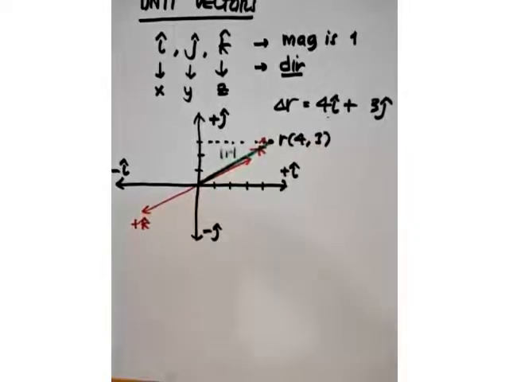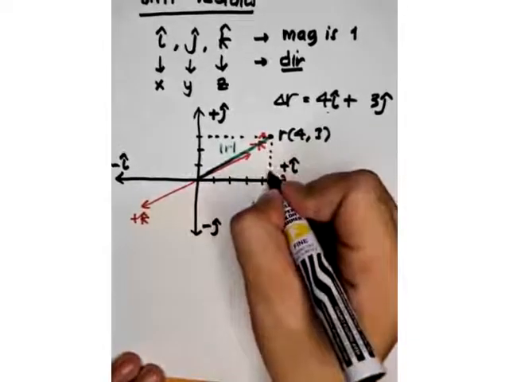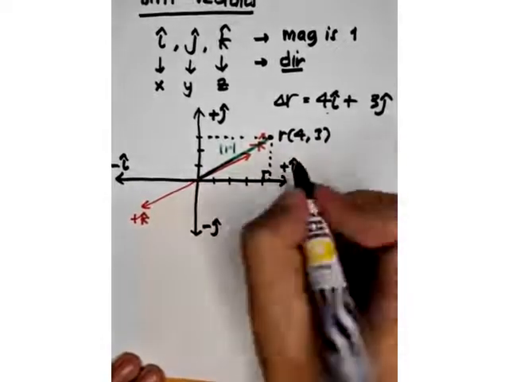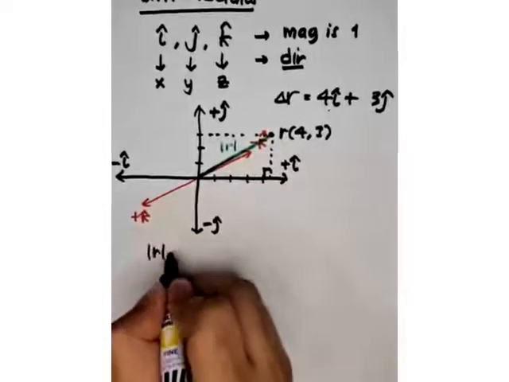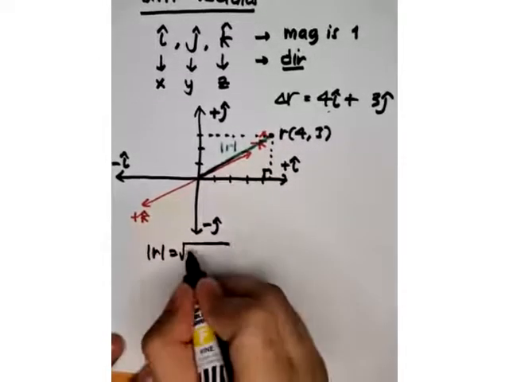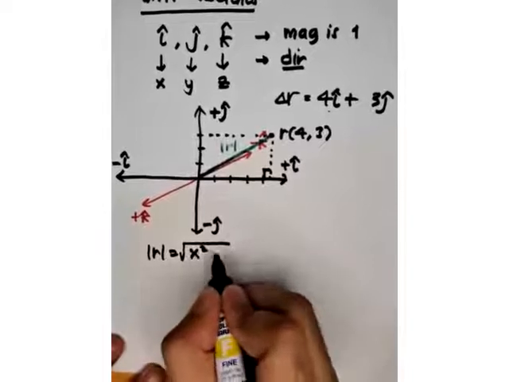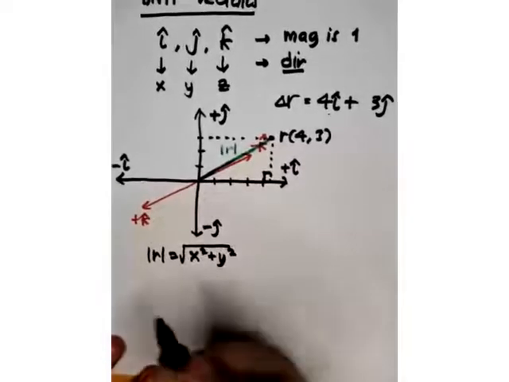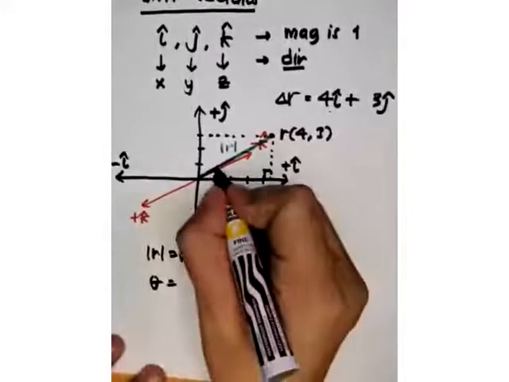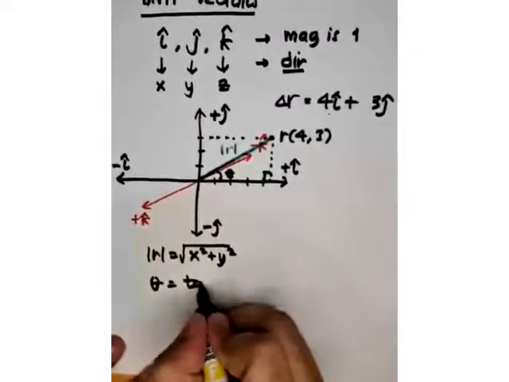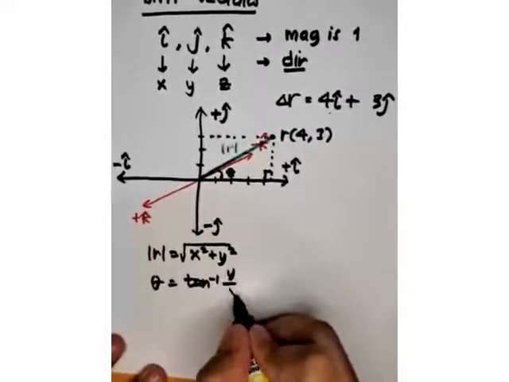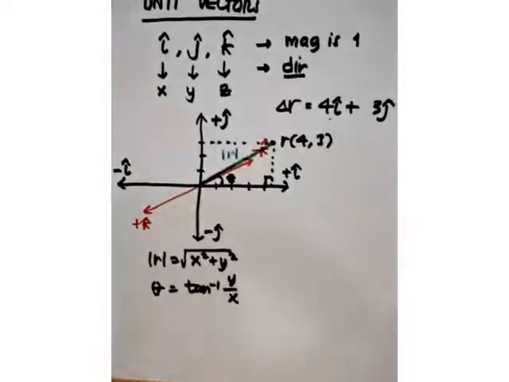So, kung magnitude ang pag-uusapan, that means this will form a right triangle, pang Pythagorean theorem. So, yung magnitude ng R is equal to the square root of X squared plus Y squared. Kung theta naman ang pag-uusapan, yung direction, that's the inverse tangent of Y over X, or the arctangent of Y over X. Ayan, magnitude and direction.